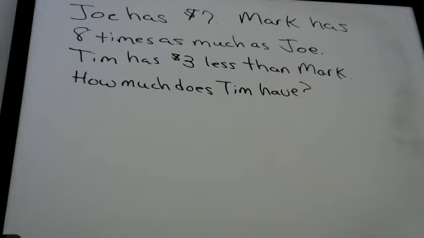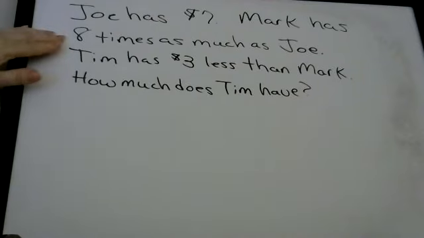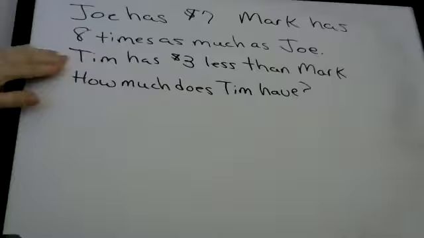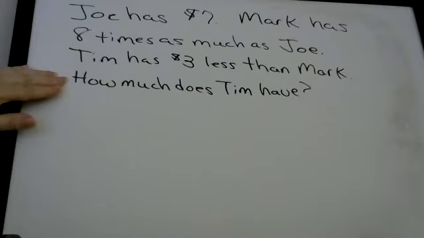So here's a problem that looks kind of complicated when you first read it, but if you look through it and apply what we know so far, we'll be able to figure it out step by step. Often the key with any sort of algebra or formula is write down what you know, solve for what you don't know. So this says Joe has $7. Mark has 8 times as much as Joe. Tim has $3 less than Mark. How much does Tim have?